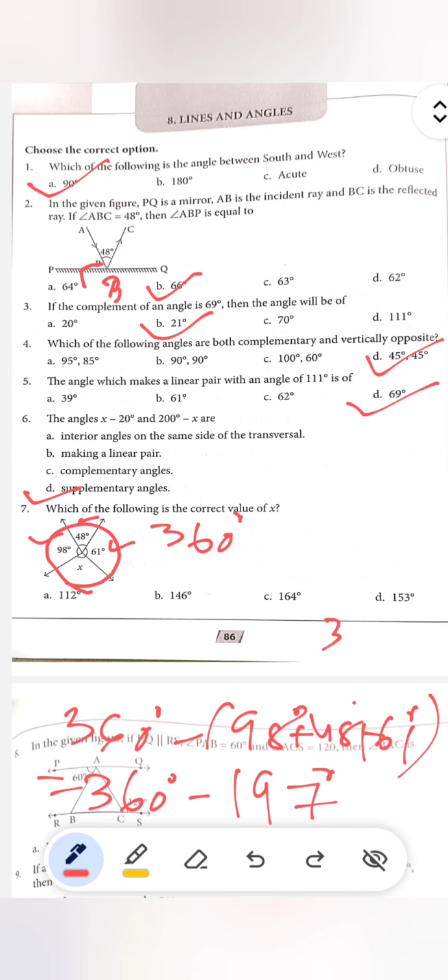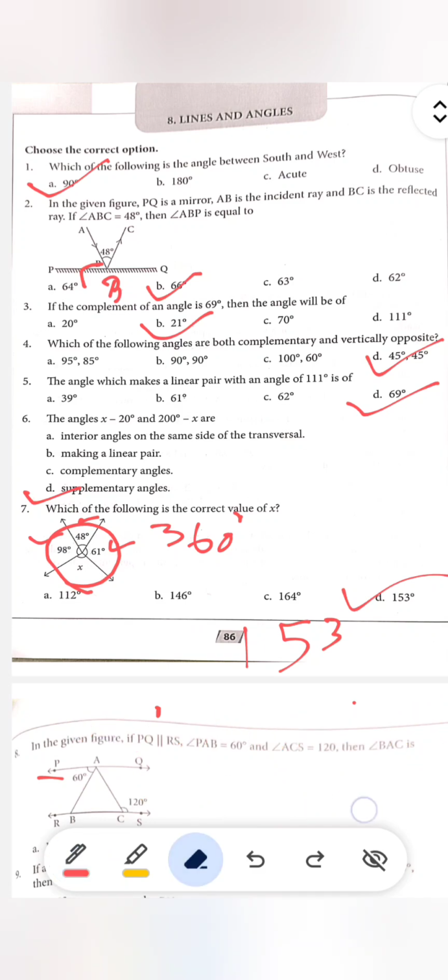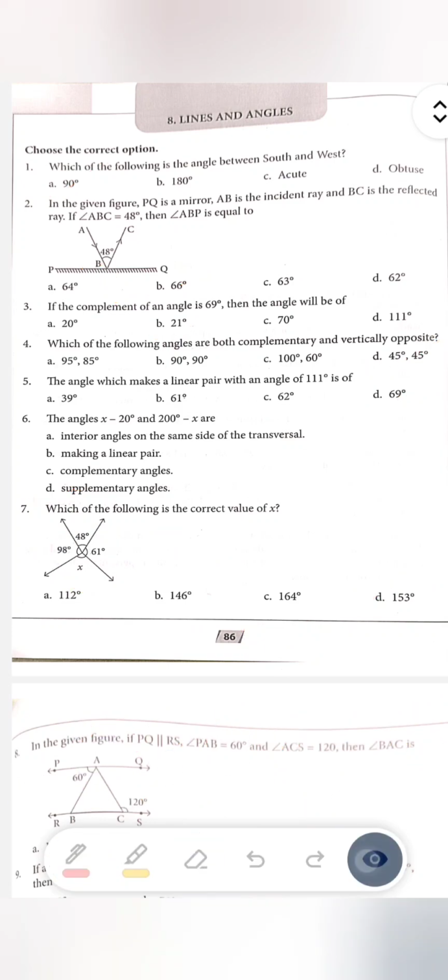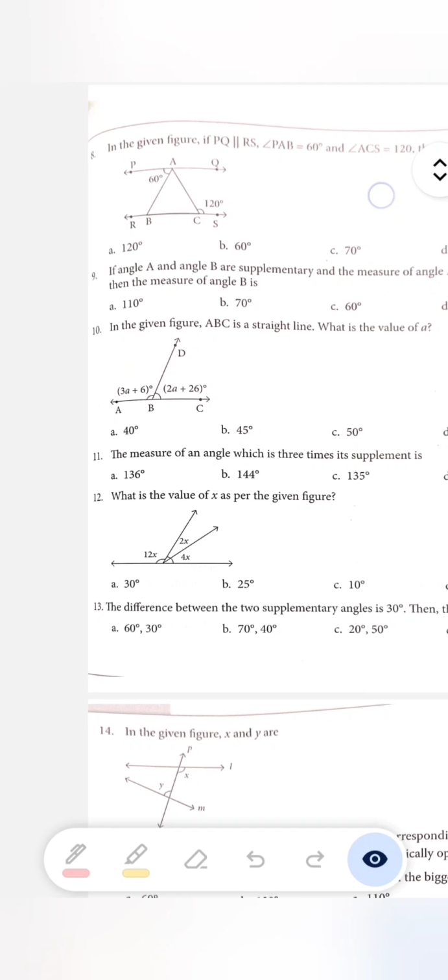Then 15 minus 9. No. 6 plus 4, 10, 10 plus 9, 19, 19 plus 1, 20, 207. So 10 minus 7 is equal to 3, and this one is 5, then 3 minus 2 is equal to 1. Option D is the correct answer. Okay, done. Now come to the next page.